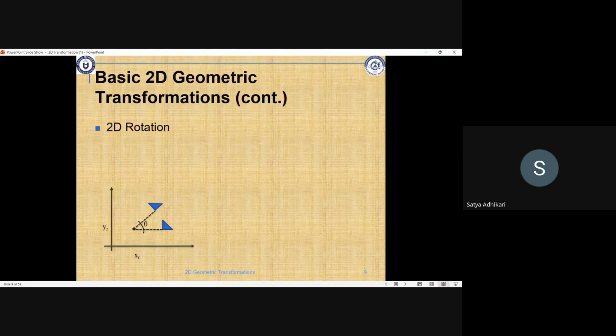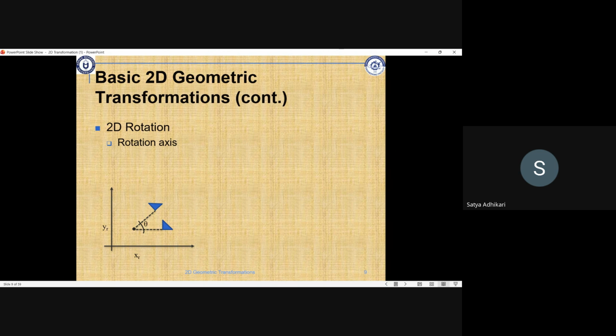You see the rotation, 2D rotation. Suppose there is an object, we have to rotate it either clockwise or anti-clockwise with respect to a specific angle theta, 60 degree, 45 degree, 90 degree, 180 degree. You can rotate an object. So this is the axis. So the rotation axis, we need to perform the rotation.